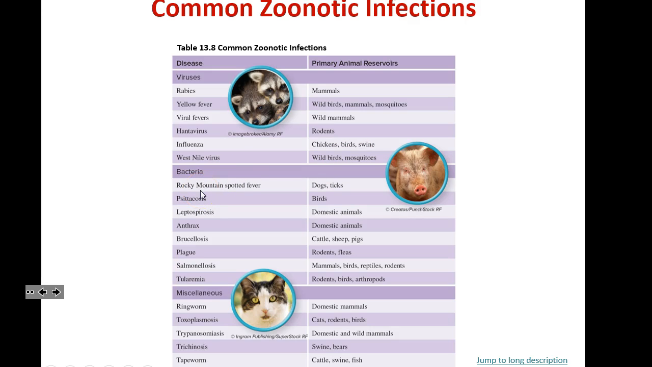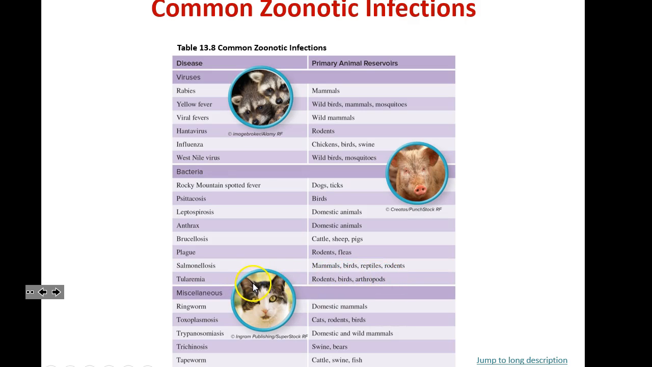Bacteria. Zoonotic infections include Rocky Mountain spotted fever, which you get from dogs and ticks. Leptospirosis from domestic animals, anthrax from domestic animals, brucellosis from cattle, sheep, and pigs, plague from rodents and fleas, salmonellosis from mammals, birds, reptiles, and rodents, tularemia from rodents, birds, and arthropods.